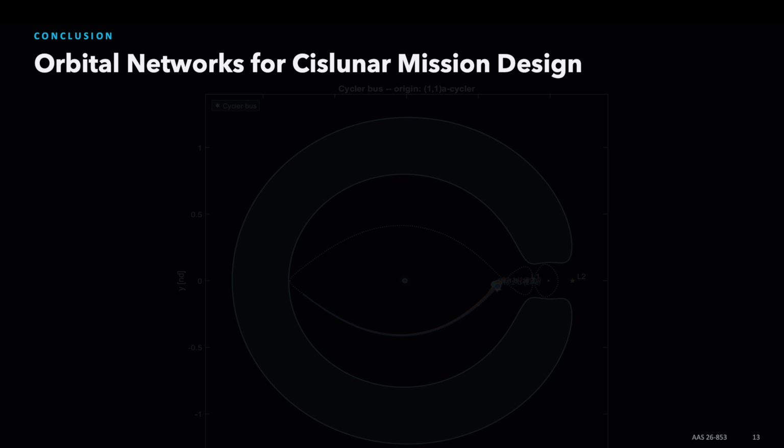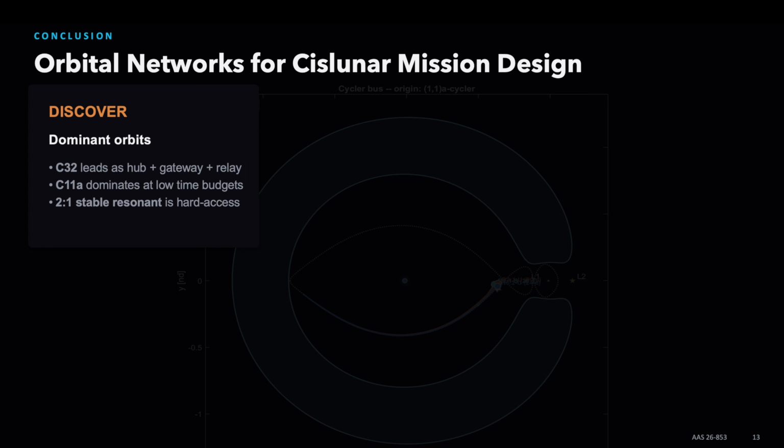To conclude, this network perspective provides 3 main outcomes. First, it discovers a clear hierarchy among orbits. The 3-2 cycler is the dominant hub, gateway, and relay. 1-1 cycler is favored for short-time missions, and the stable 2-1 resonance remains persistently difficult.